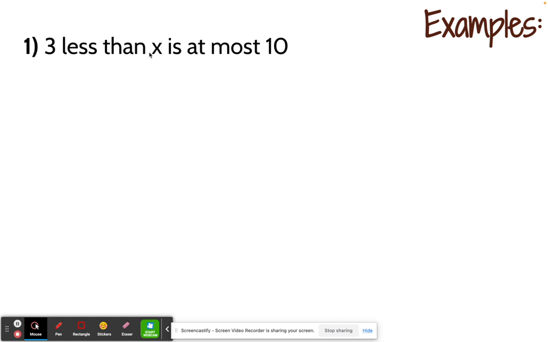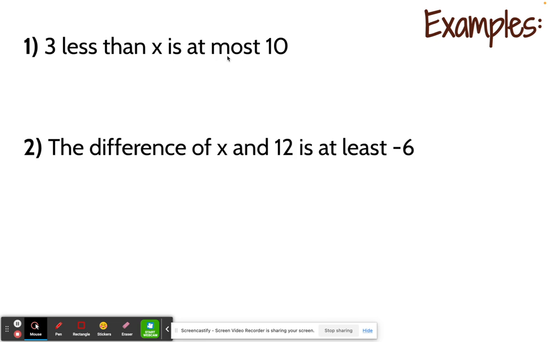3 less than x is at most 10. Well, at most. Those are tricky ones. At most and at least. So if it is at most 10, it can be 10. Can't be 11 because 11 would be more than that. So at most means less than or equal to. So 3 less than x, turn around words, is at most, so x minus 3 is less than or equal to 10.